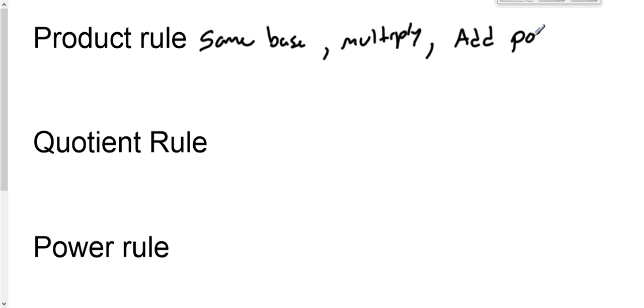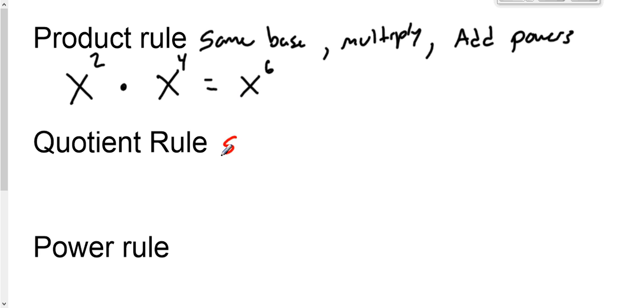Product rule, again, is when we have the same base and they multiply, we add the powers. So again, as long as it's x's and we're multiplying, we would add the powers up above and we get x to the sixth.